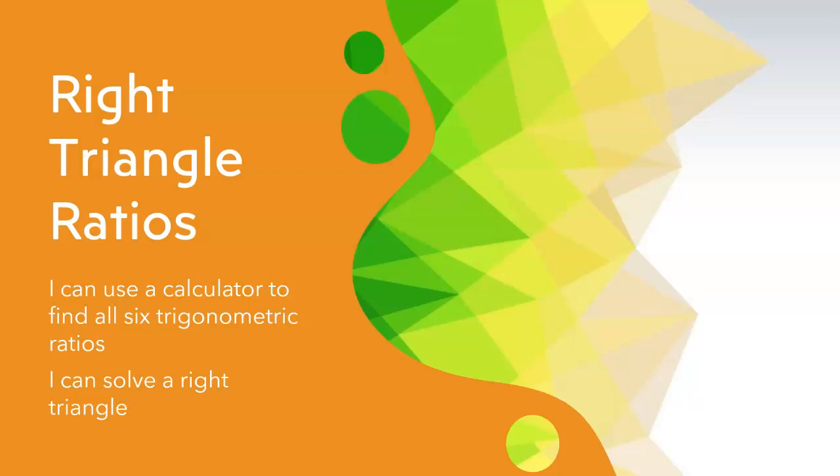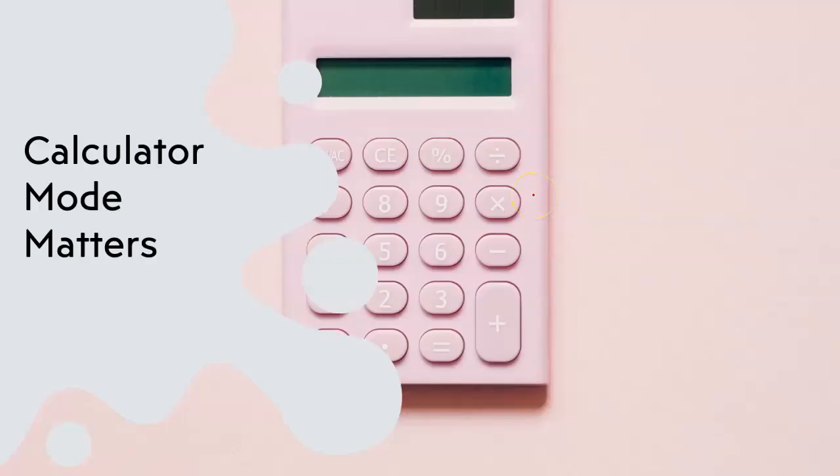This section is about using your calculator, so please make sure you have your calculator. We are going to use the calculator to find all 6 of the right triangle ratios, and we're also going to solve a right triangle. It's important that you know how to change the mode of your calculator because you are going to be inputting an angle, and your calculator doesn't know what type of measurement you're using for that angle.